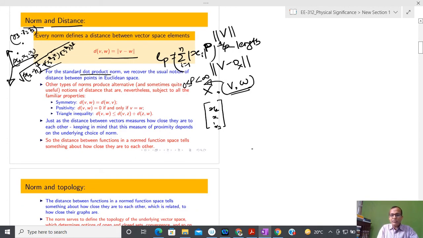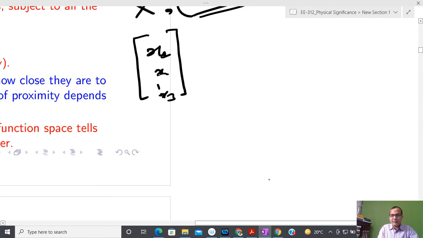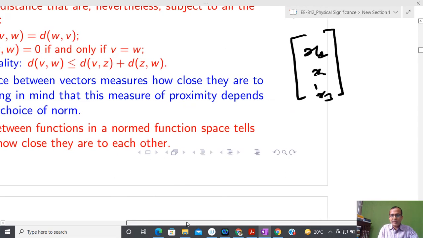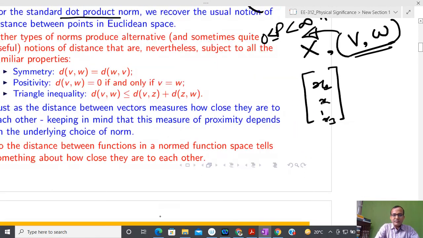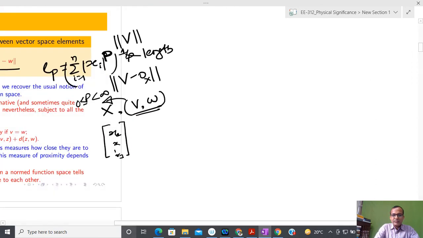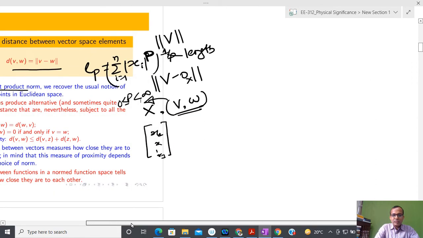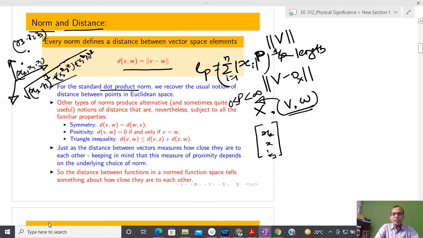So distance is going to satisfy the properties. Here you can see that the norm satisfies the symmetry property, positivity, and triangular inequality. So all three properties are satisfied by distance also. It is not very difficult to check.